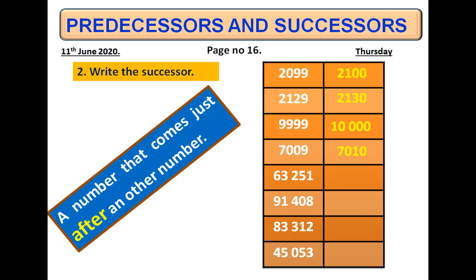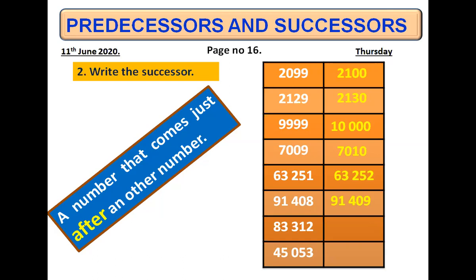5-digit numbers have started now. 63,251 is the number, and we have to write its successor. What comes after 51? It's 52. Simple. So it will be 63,252. The next number is 91,408. Simple thing. What comes after 8? Is it 10 or 9? It's 9. So we'll write 91,409.